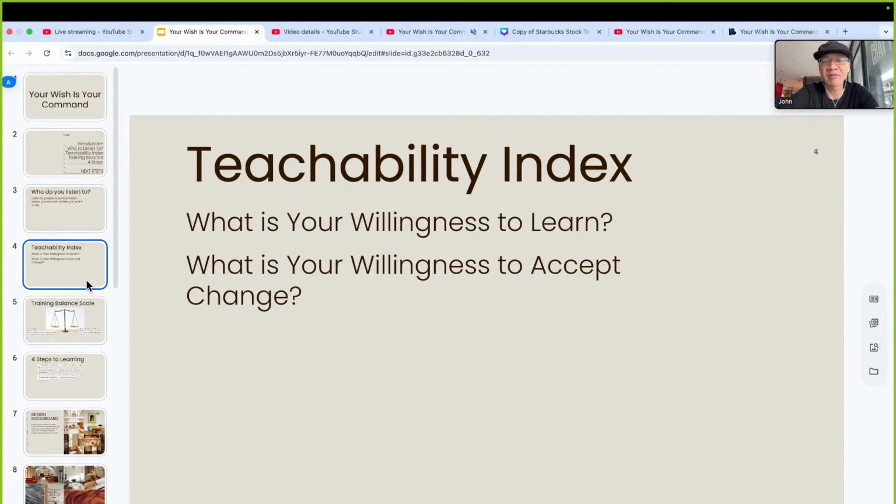How do you quantify something like this? What is your willingness to learn on a scale of 0 to 10? And how do you know if you have that willingness to learn? Well, you can quantify it. I'm going to teach you how to quantify it.